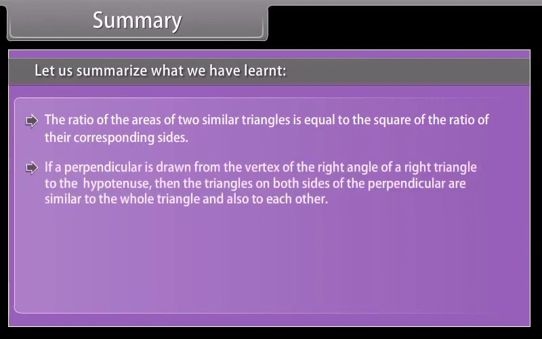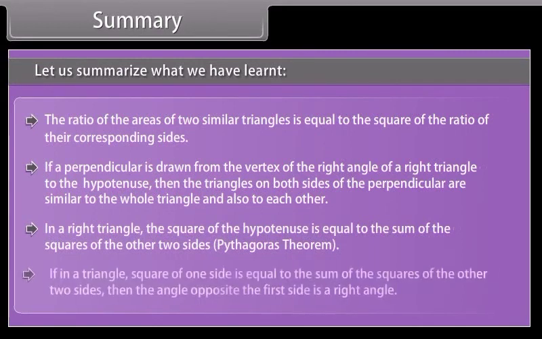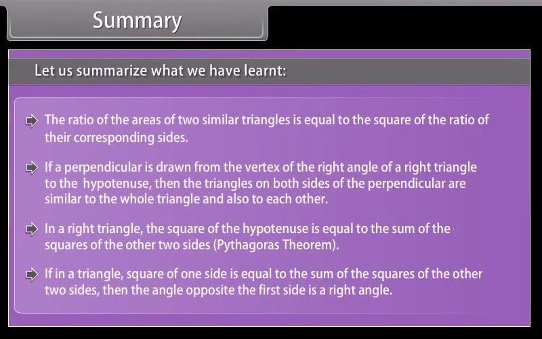If a perpendicular is drawn from the vertex of the right angle of a right triangle to the hypotenuse, then the triangles on both sides of the perpendicular are similar to the whole triangle and also to each other. In a right triangle, the square of the hypotenuse is equal to the sum of the squares of the other two sides, Pythagoras Theorem. If in a triangle, the square of one side is equal to the sum of the squares of the other two sides, then the angle opposite the first side is a right angle.